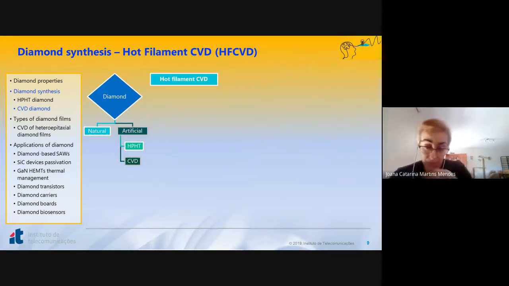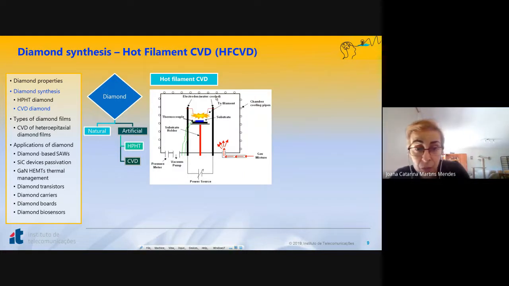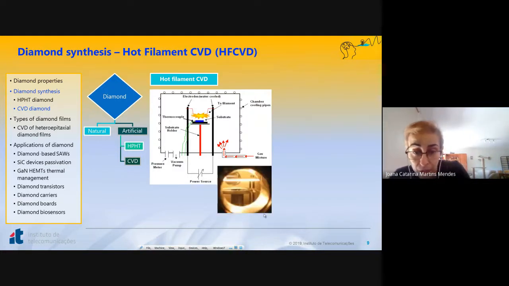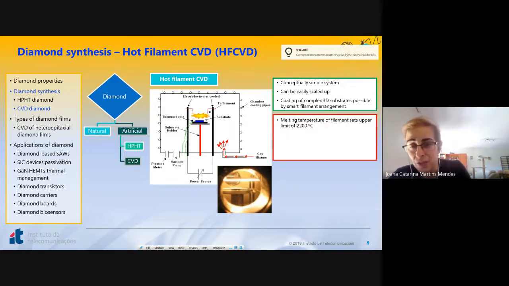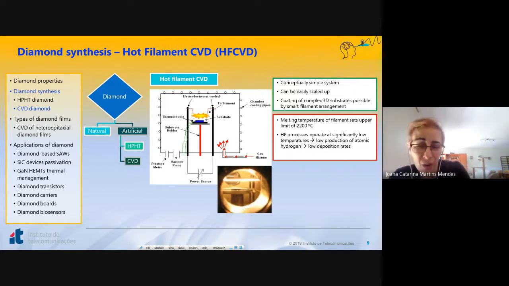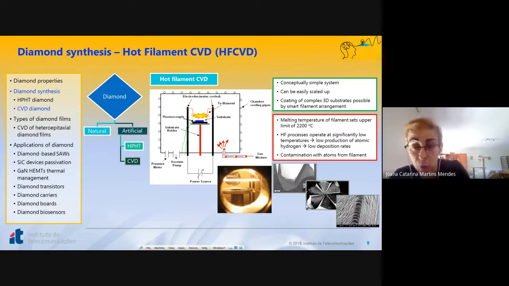Depending on the activation, on the energy that you use to activate your species, you can classify them as hot filament CVD, where the activation is performed by this hot filament. Here you see it shining. It's a very simple system. You can scale it up quite easily, and you can coat complex 3D substrates, but you have a top filament temperature of around 2200 degrees C, so you have a low atomic hydrogen ratio, and low deposition rates, and you get contamination with atoms from the filament. So this method is mostly used to coat tools.